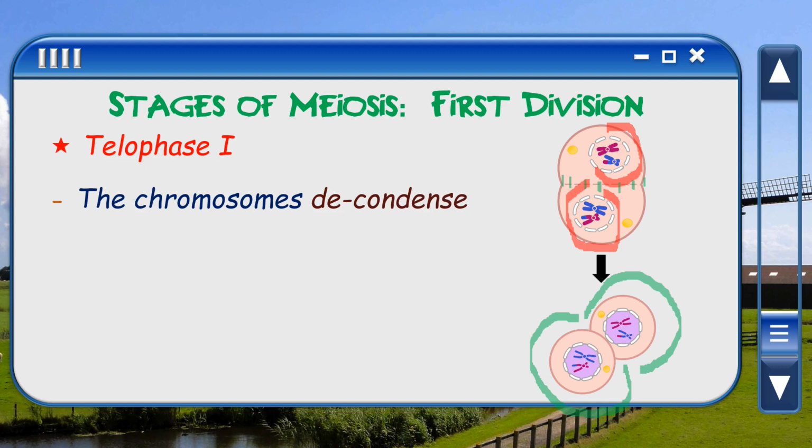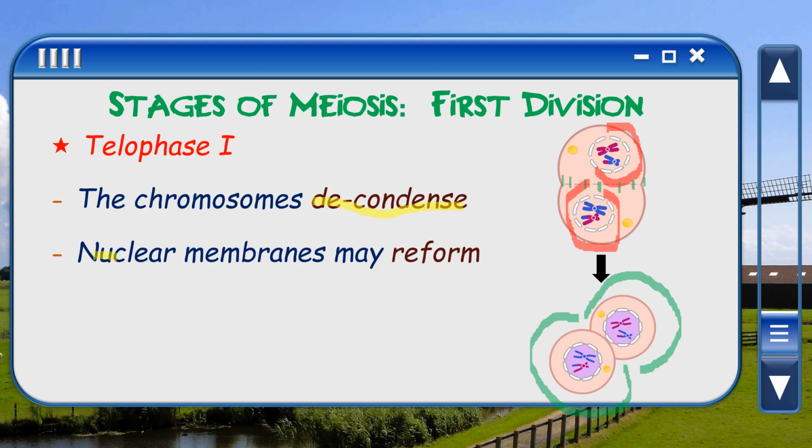During telophase 1, the chromosomes will start to decondense. Those ones that were condensed, which were thick, will start becoming very thin. And then the nuclear membrane is going to reform. You will see that the nuclear membrane will start forming around the chromosomes.